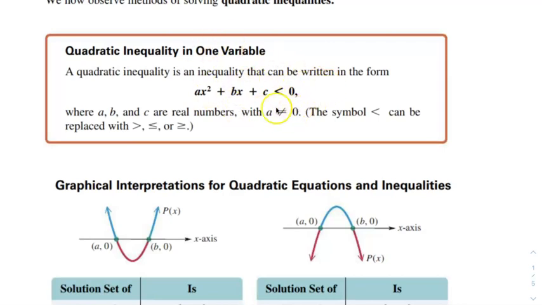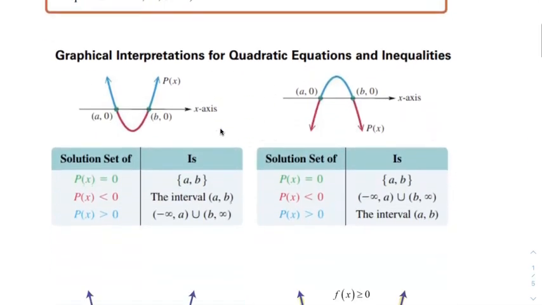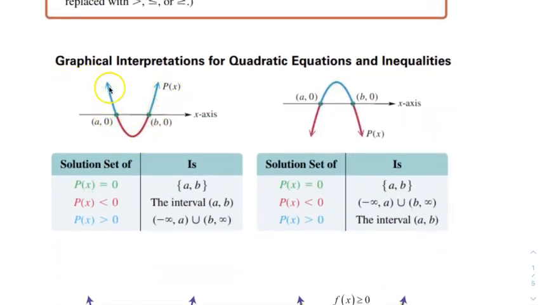When you solve an inequality, it's always going to be an interval. So let's look at an example. Let's say I graph a quadratic, and I get something like this. So if I ask you where does this guy equal 0, that's the x-intercept. So that's here and here.